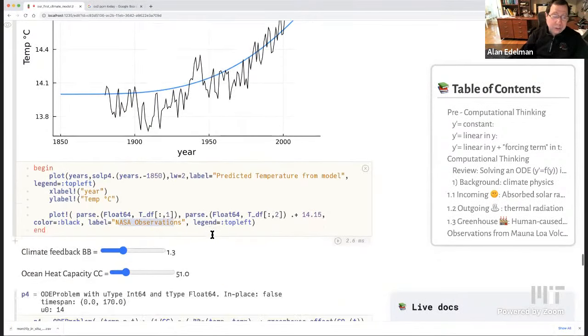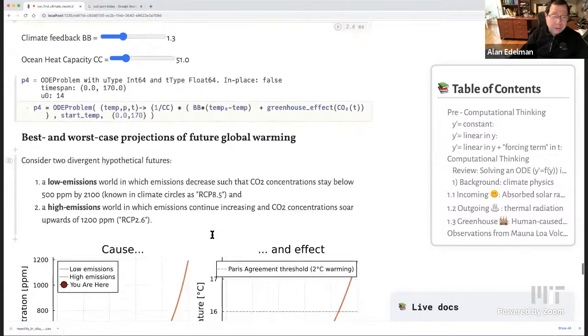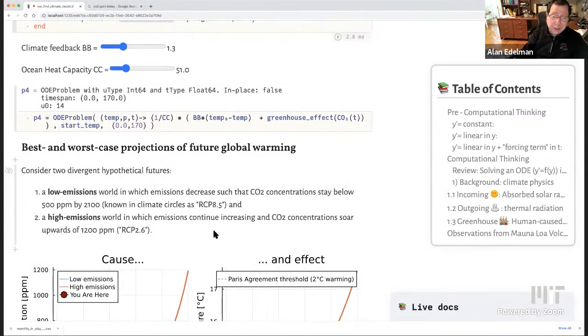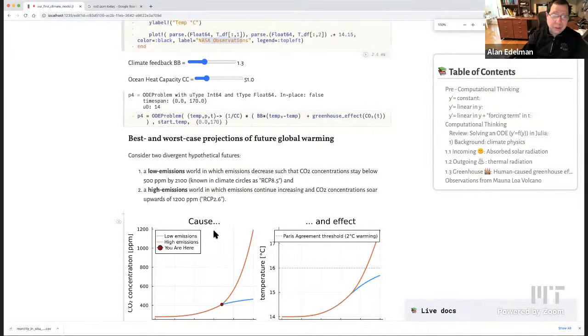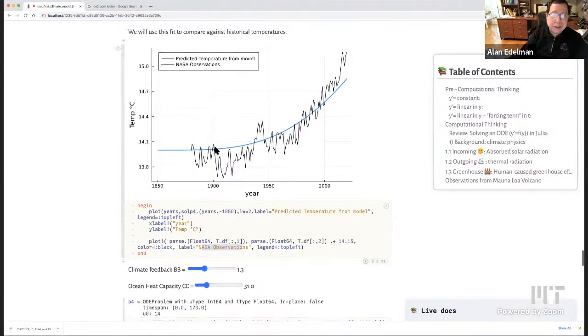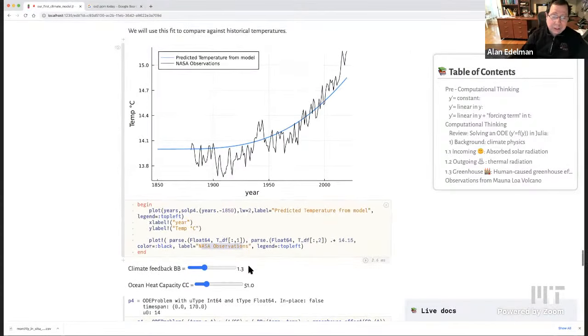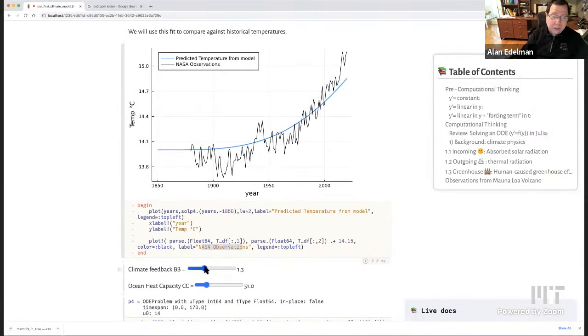So now, of course, this is the past, but then there's the question of what will happen into the future. But wait, before I do that, I'm sorry, there's one other thing I wanted to tell you. We could change this fit a little bit. You can play with it yourself.